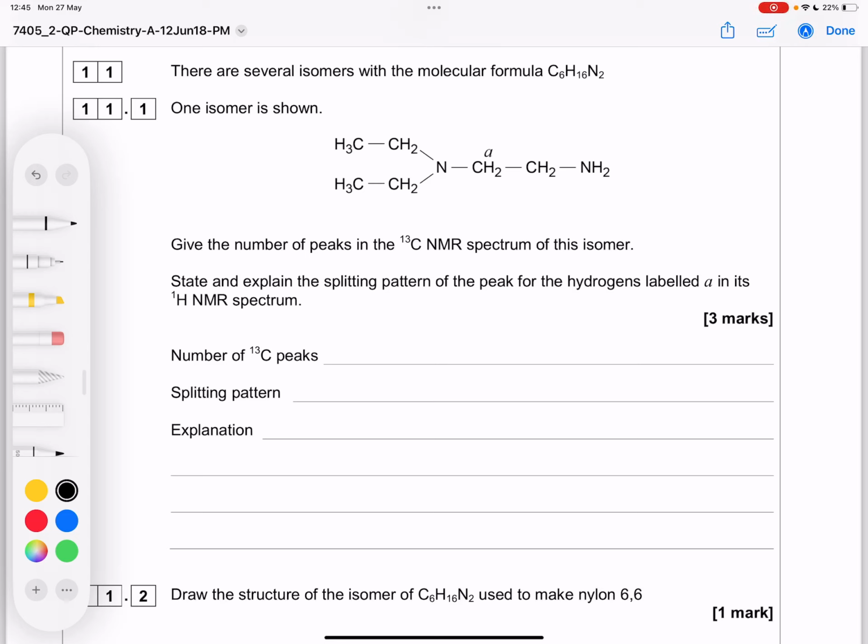There are several isomers with the formula C6H16N2. One is shown below. Give the number of peaks in the carbon NMR of this isomer. So we need to find all the different carbons.